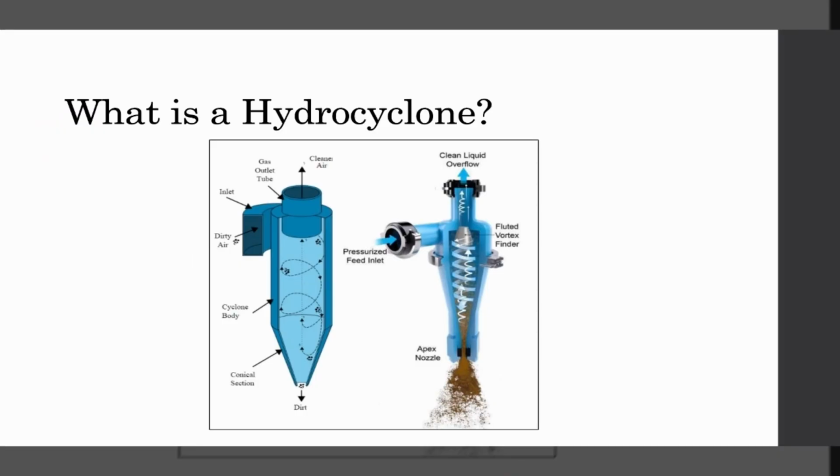A hydrocyclone is a separation device that uses swirling flow to separate heavier particles from a fluid. When liquid enters tangentially, it spins rapidly, creating a vortex. Heavier solids are forced outward and downward to the underflow, while the cleaner liquid spirals upward and exits through the overflow. Hydrocyclones are simple, compact, and operate with no moving parts, which makes them highly reliable for continuous separation processes.